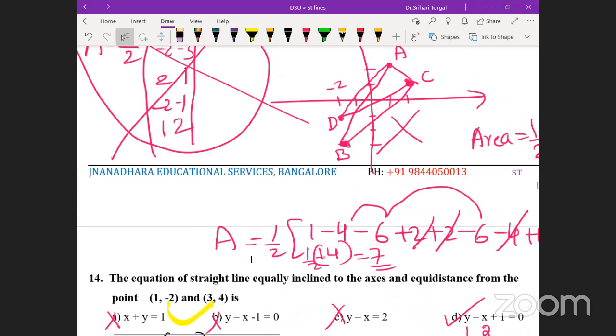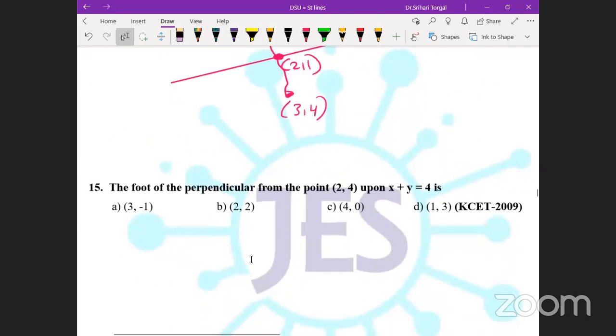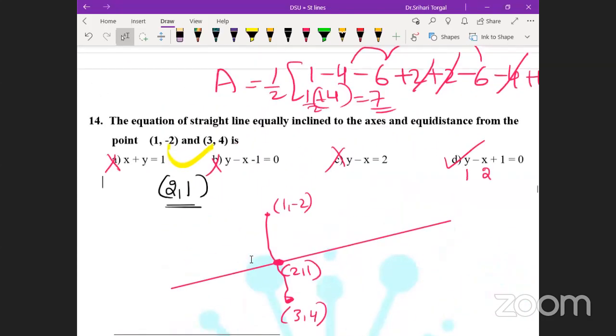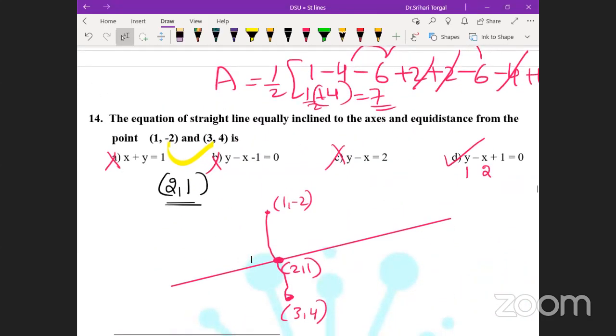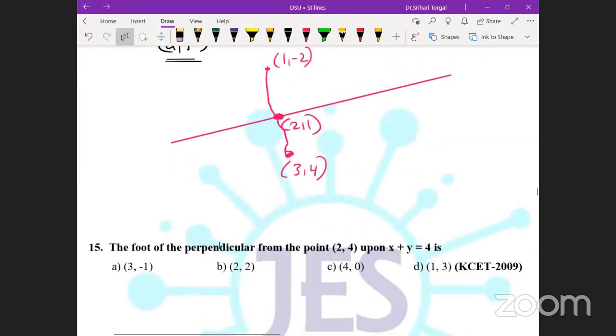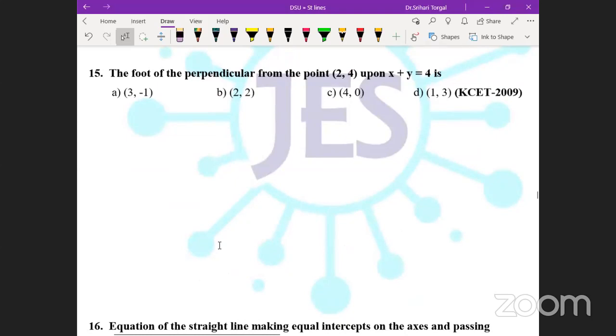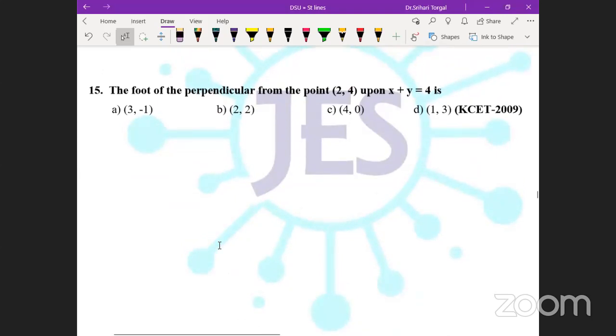Next. Just take the midpoint of the given 2 points, that must lie on the line. The line which satisfies the point 2, 1, that will be your answer. Yeah. Next. Question number 15.